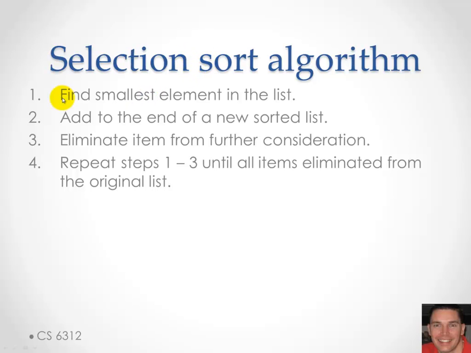The steps of this algorithm can be stated this way. 1. Find the smallest element in the list. 2. Add that to the end of a new sorted list. 3. Eliminate that item from further consideration. And then we repeat steps 1 through 3 until all the items in our original list have been eliminated.